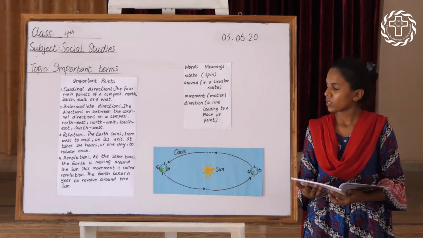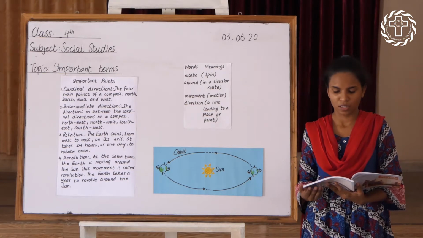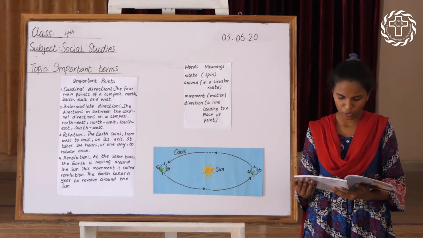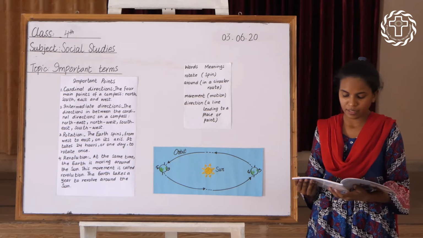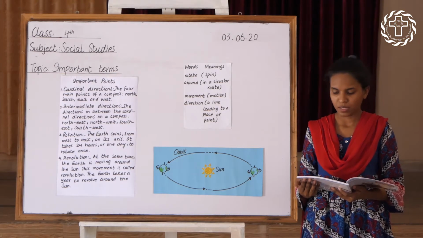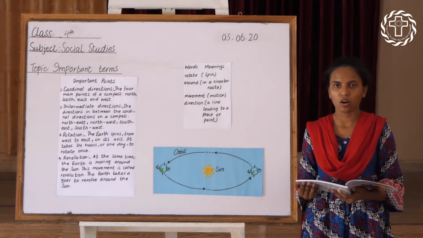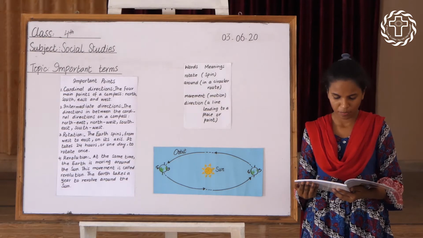When we talk about the earth and its movement, we use some special words. So here are some you should know. Cardinal directions. The four main points of a compass, north, south, east and west, are called cardinal directions.